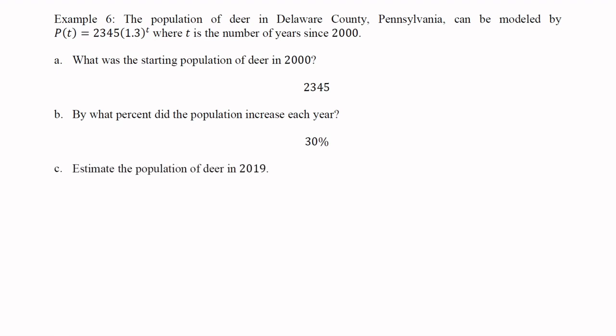And the population of deer in 2019, since 2000 is year 0, 2019 is year 19, so we're going to plug in 19 for our T and get that the deer population will be approximately 342,820.